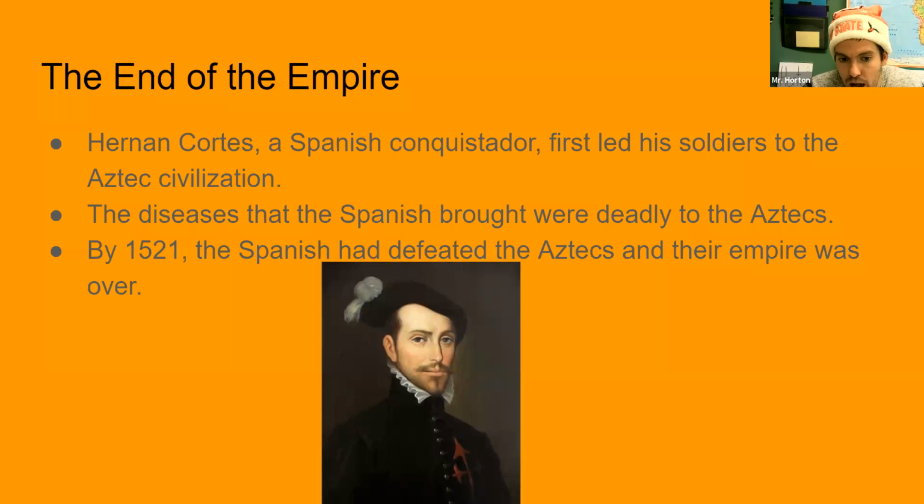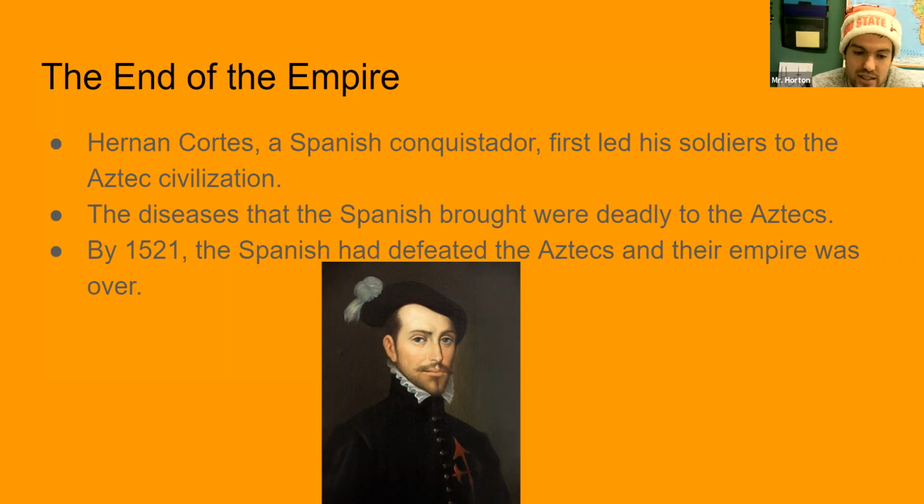And another thing that helped the Spanish was that in Europe, they had many different diseases and sicknesses. By then, the Spanish were used to them because they would get them almost every year. But once they traveled over to the New World and to the Aztec civilization and brought those diseases and sicknesses with them, the Aztecs were not used to them. The Aztecs did not have the medicine or the ability to cure these diseases.